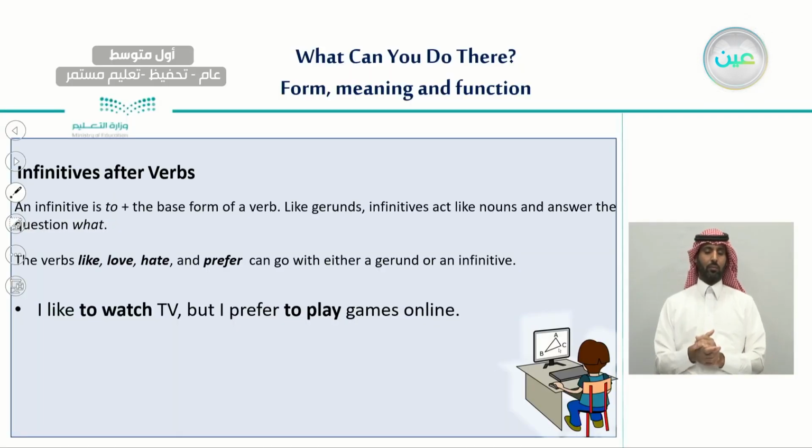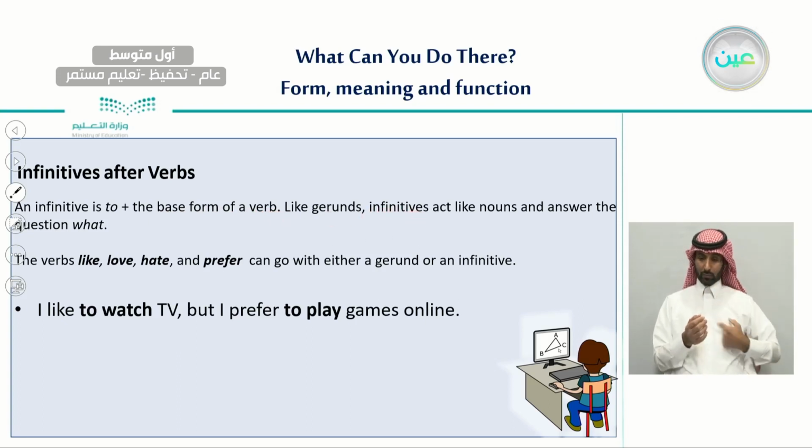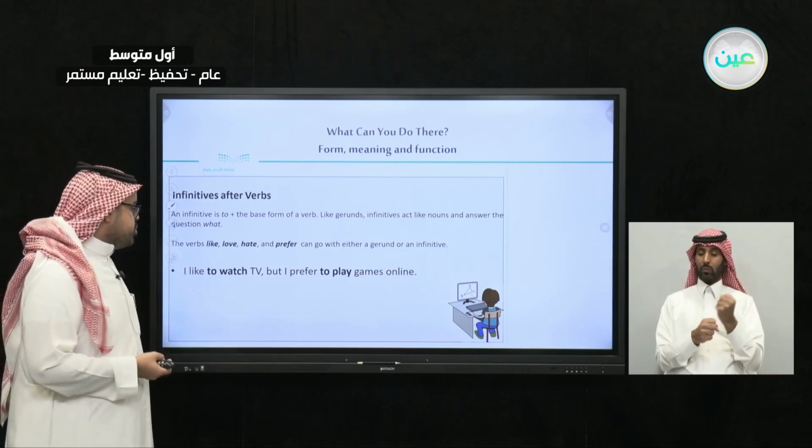The other part we have for today is the infinitives after verbs. So an infinitive is "to" plus the base form of a verb, the regular form of a verb. And like gerunds, infinitives act like nouns and answer the question "what." For example, here we have the verbs like, love, hate, and prefer. They can go either with a gerund or an infinitive. And how can we use an infinitive? We can see an example here.